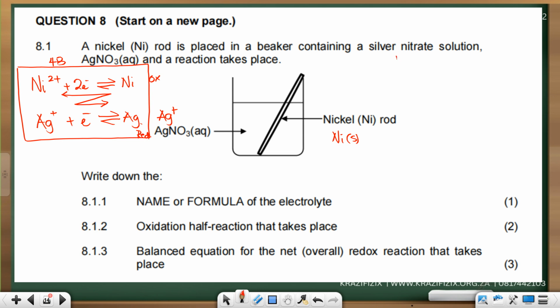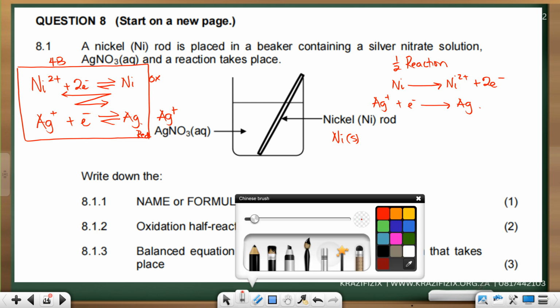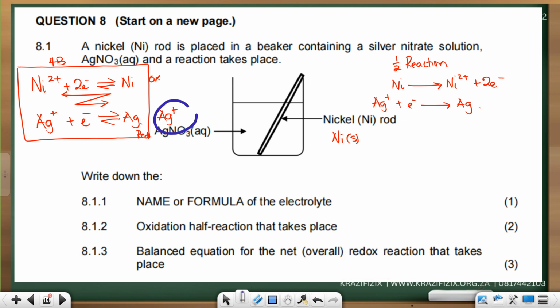Can we write our oxidation half reaction? What will it be? My half reaction will be what? Ni to give us what? Ni 2 plus 2e, and then what? Copycat: Ag plus e to give us what? Is this reaction spontaneous? I'll guide you again. What do I have? Ag plus and Ni solid. Oh, it's exact. This reaction is spontaneous.